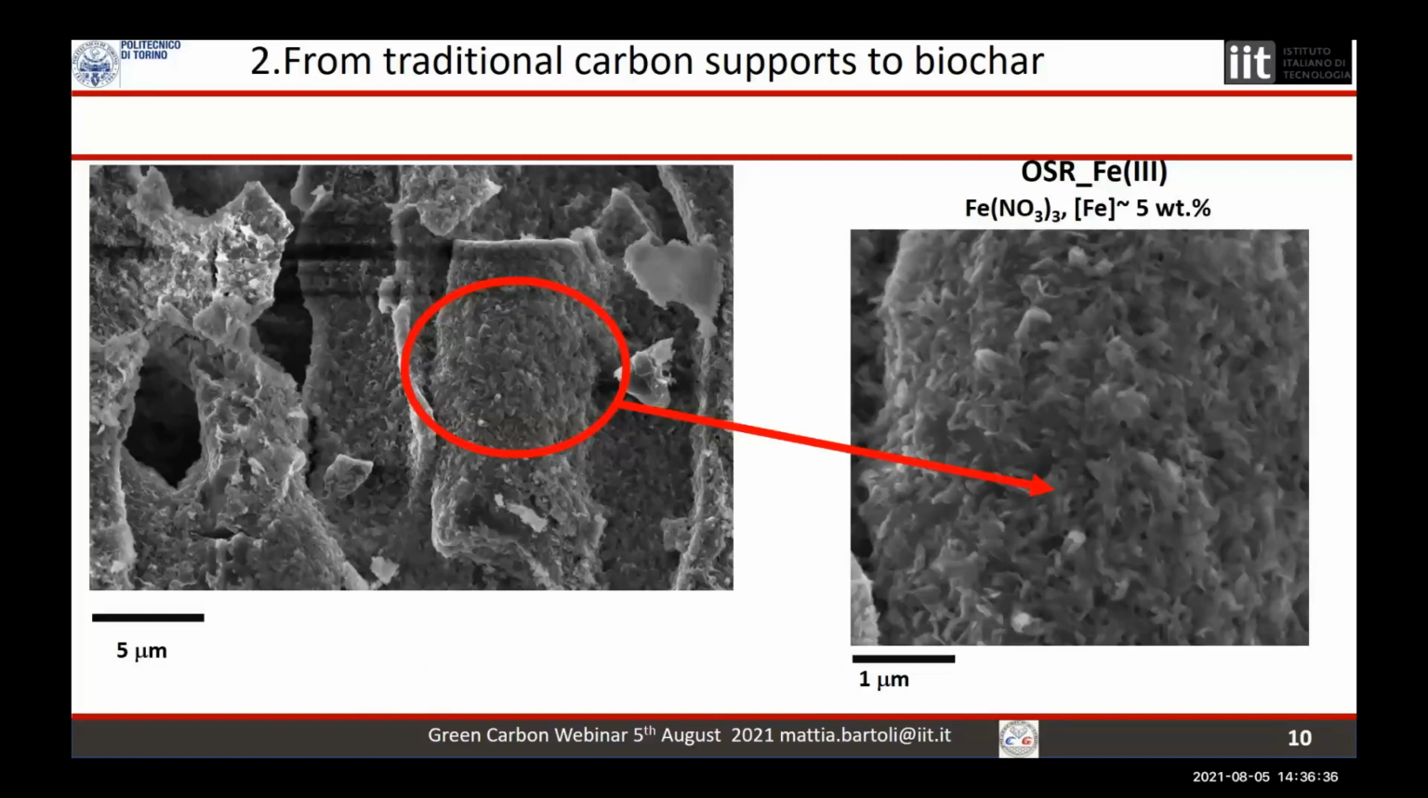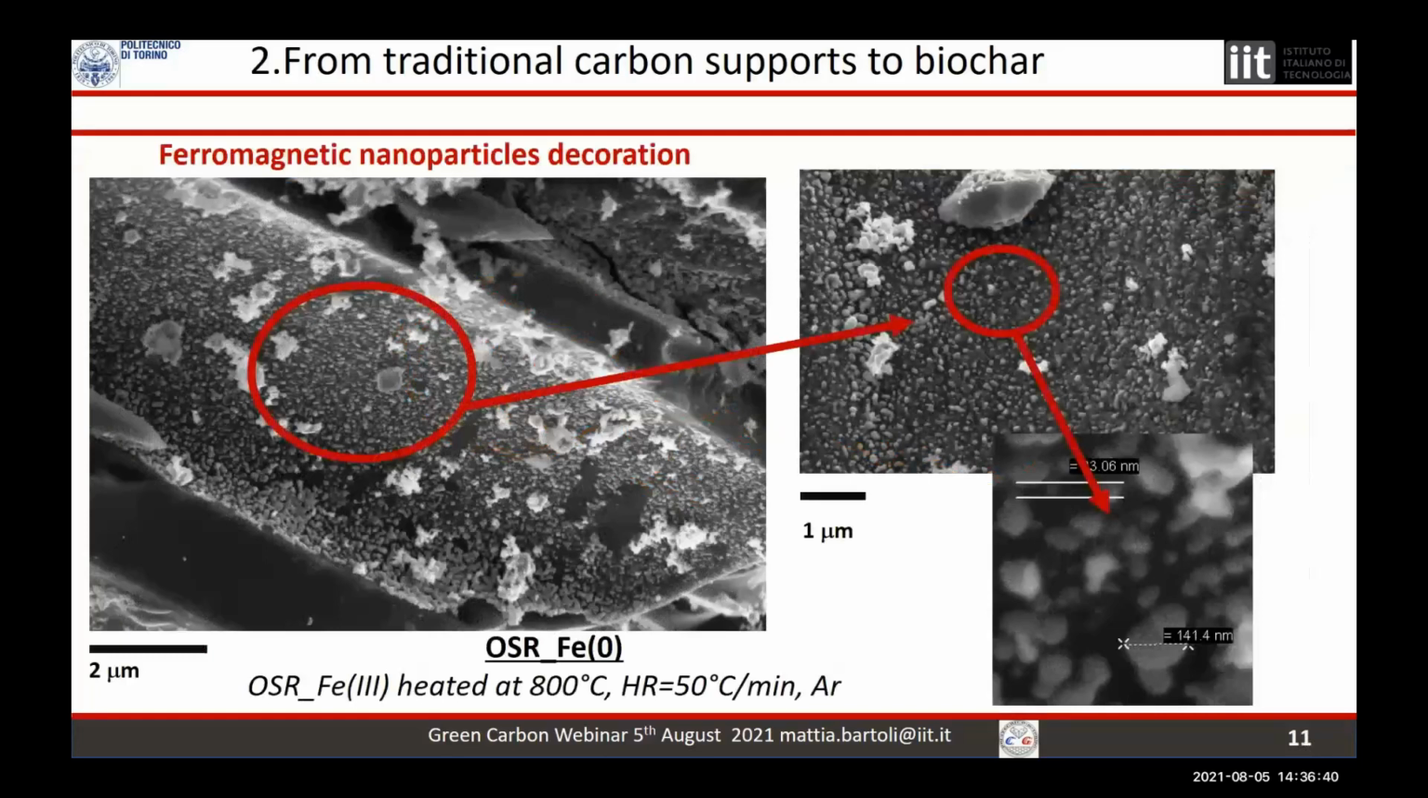And after the reheat process at 800 degrees, we saw this carbon material, a biochar-based material with a lot of iron particles anchored to the surface. Particles in the range from 100 nanometers up to 150 nanometers. And this is very interesting because these materials could be used for plenty of catalytic applications, you can see in the next part of the presentation.